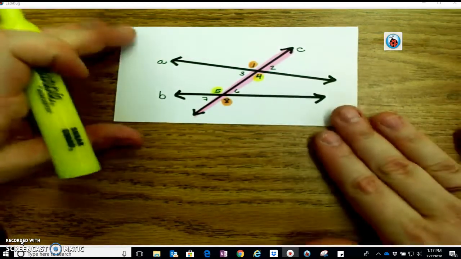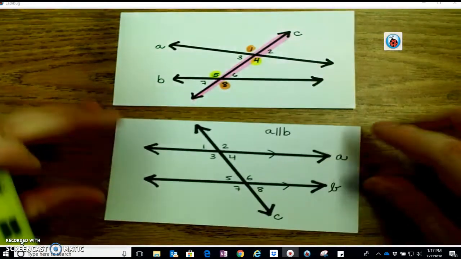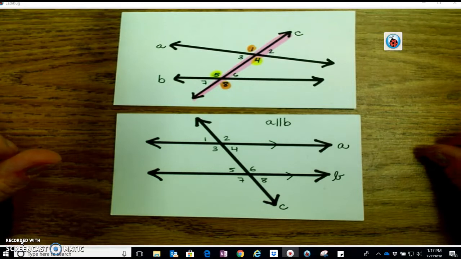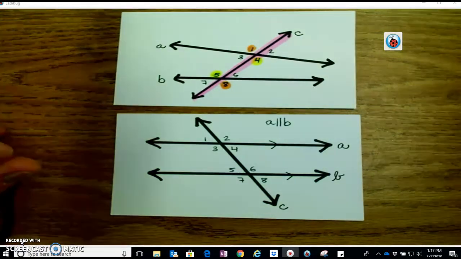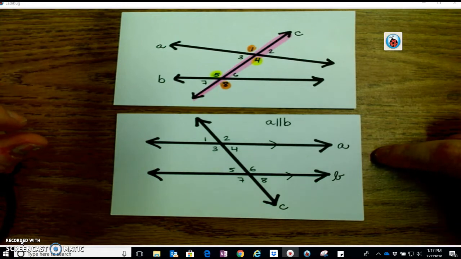But the way that we're applying it is, now let's take a look at another image. So almost the same setup, but what are some things that you notice? What's different from this one compared to this one?